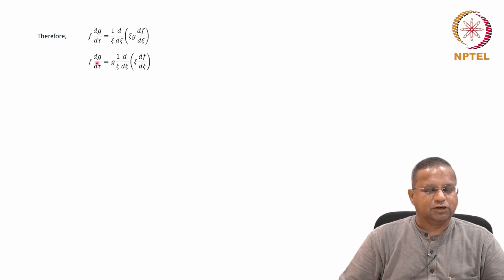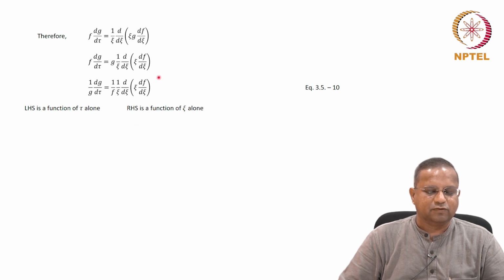So some more manipulations: f dg/dτ equals g, I have just taken g out, (1/ξ) d/dξ (ξ df/dξ). So bringing it to this side, (1/g) dg/dτ equals (1/f) times the rest. I'm just separating out the variables, equation 3.5-10. And now you find that the left hand side is a function of τ alone and the right hand side is a function of ξ alone. We have finally attained that situation. That is the case, both have to be equal to the same constant.